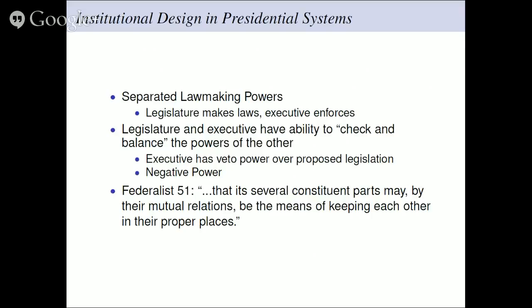Checks and balances allow each branch to exercise a negative power over the other, that is, prevent the other branch from doing something. Contrast both separation of powers and checks and balances in presidential systems to, say, a parliamentary system where the executive is typically a member of the legislature. There is no separation between the two branches, and there is no ability for the executive or the legislature to check each other.